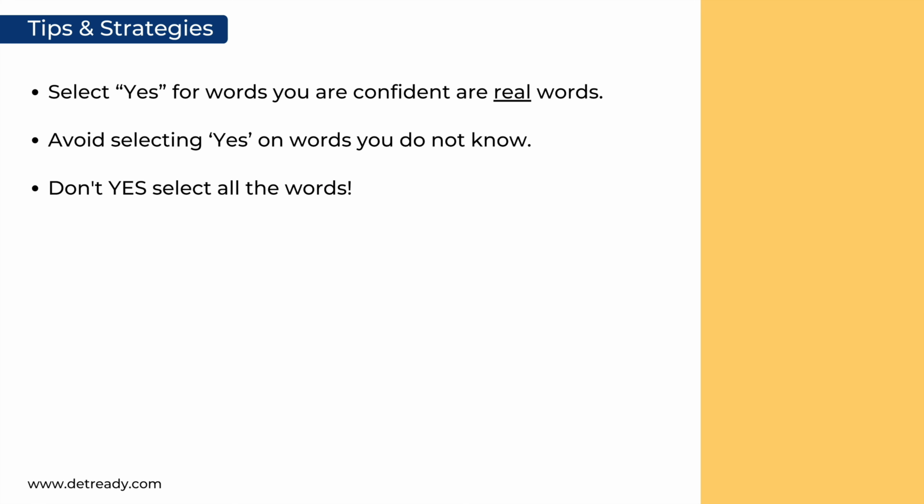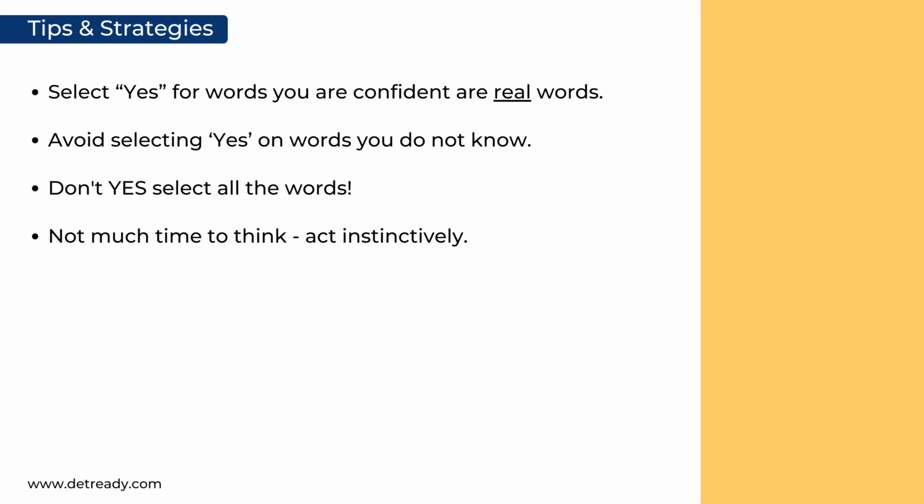Don't select yes for all of the words. Of course, this might seem obvious to you, but some of my students ask me this question. Can you just select yes on all of the words? And of course, the answer is no, you can't do that. Because even though you will choose all the real ones, you'll also choose all of the fake ones, which will lower your score.